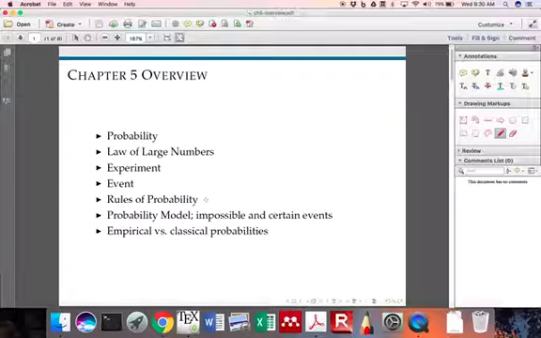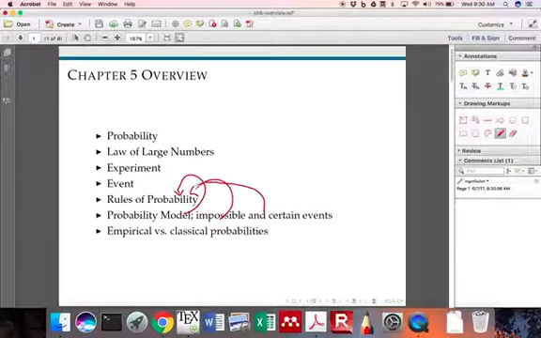What are the rules of probability? I'm not a big fan of the word rules, but whatever. Probability models, and really related to impossible and certain events, are the rules of probability. Then we're going to look at empirical versus classical probabilities.